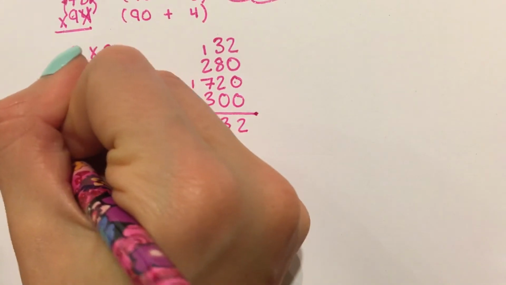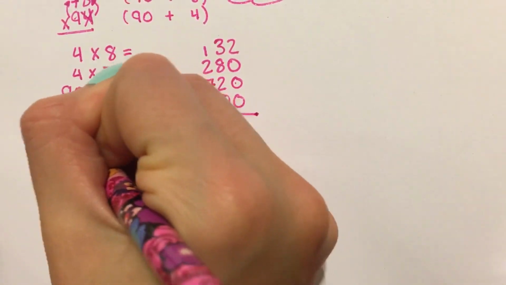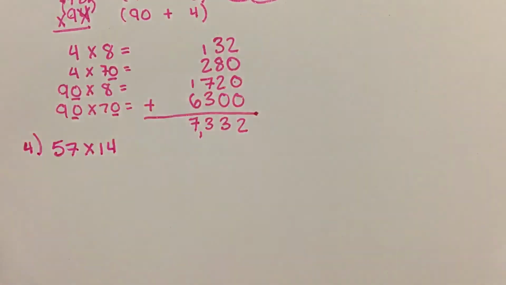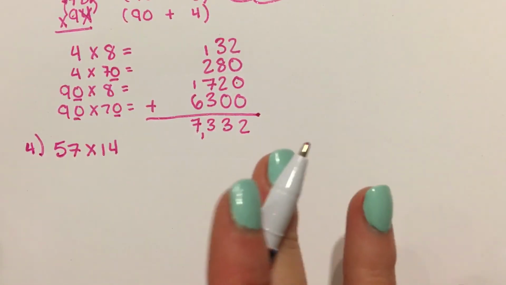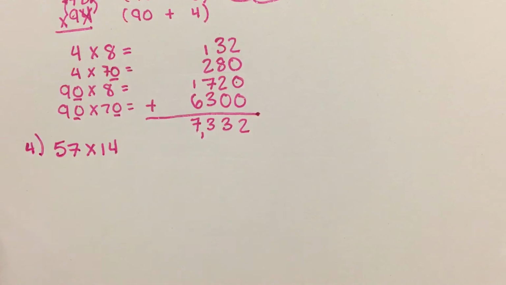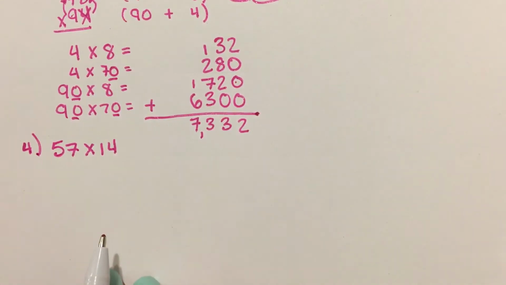So for number 4, I'm going to be doing 57 times 14. Again, this is written horizontally. This one I want you to do on your own. So go ahead and pause the video. Everybody, go ahead and pause the video right now. I want you to try to solve this one on your own.